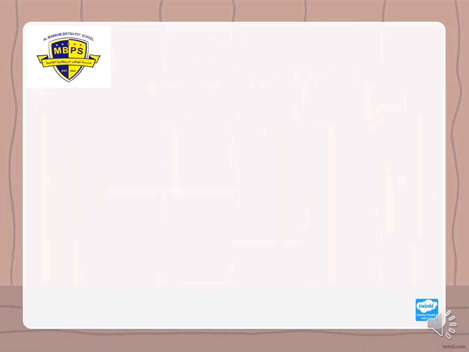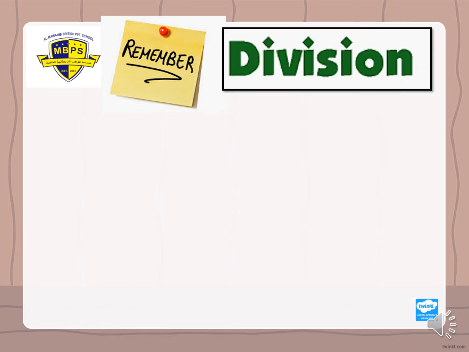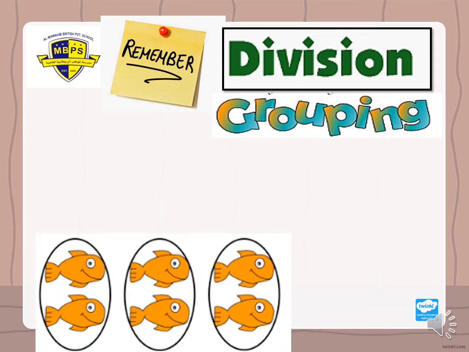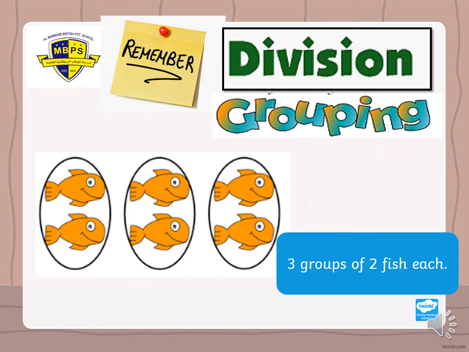Remember also that we have learned that division means grouping. Look at this picture. I have groups of fish. I grouped each 2 fish together. So now I have 3 groups of 2 fish in each group. That's what I mean by grouping.